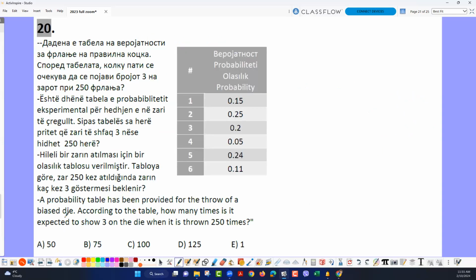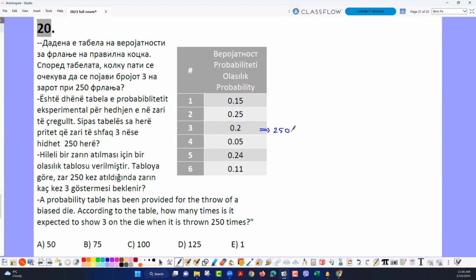Okay, this is the 20th question. In the 20th question, the probabilities are given, and this table is the probability table. When you throw a biased die, which means an unfair die, according to the table, how many times is it expected to show 3 after 250 times? These are with respect to these ratios, so we are going to do it like this to find the 3.